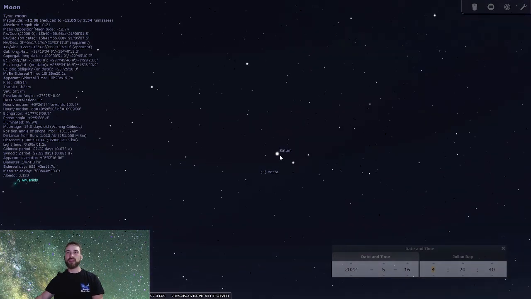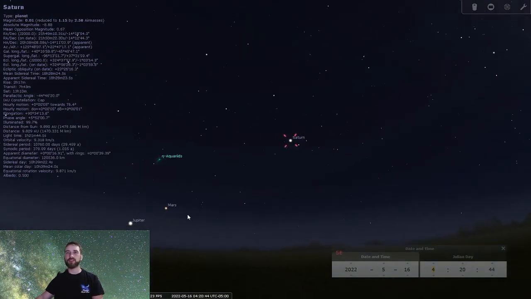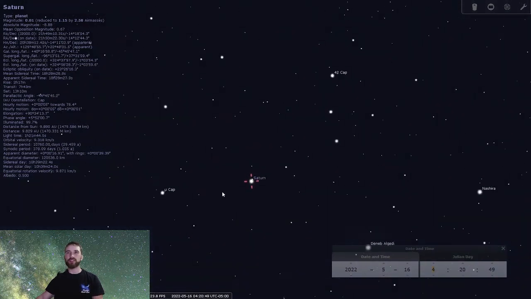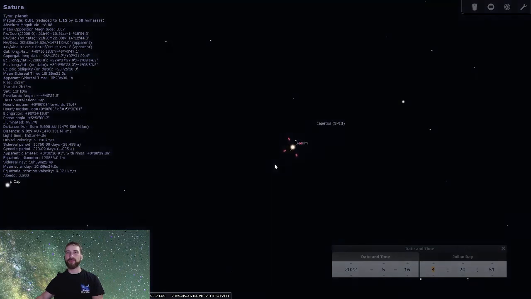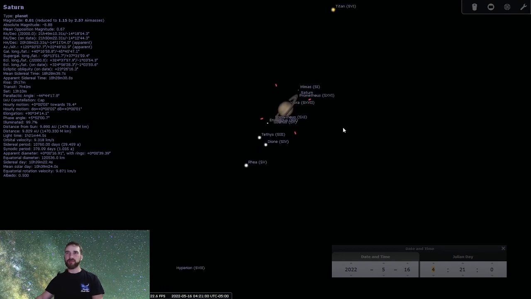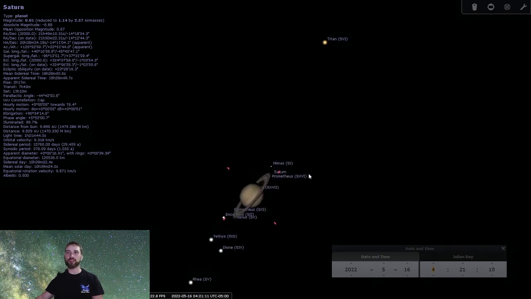We'll start with Saturn. Saturn's rising a little bit sooner than the other notable planets here. We'll just go take a look at Saturn. Scroll in. And here we see Saturn and its many, many moons and its many, many rings. Titan is its biggest moon, and you can see that through a telescope. You can see a few other bright moons if you have a powerful enough telescope.